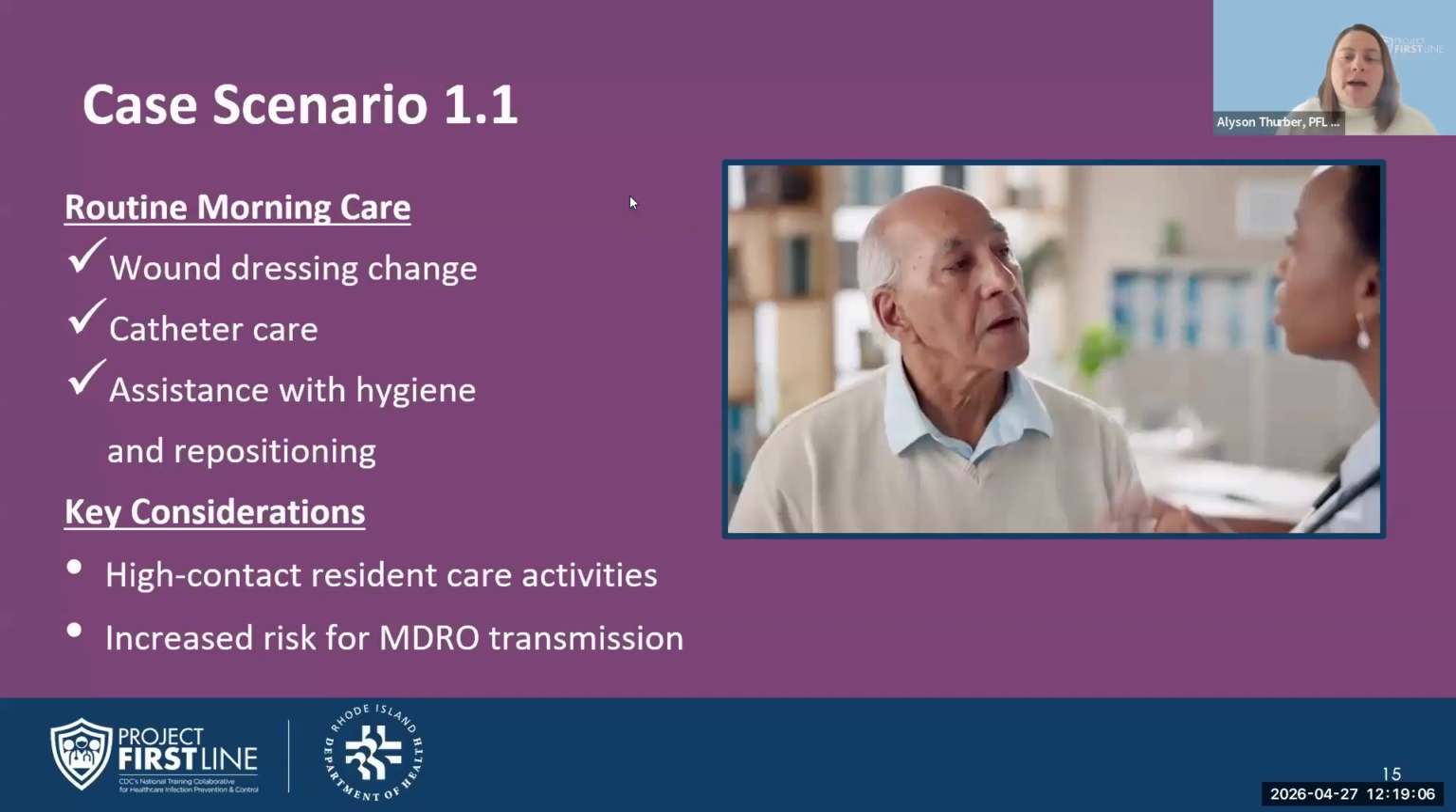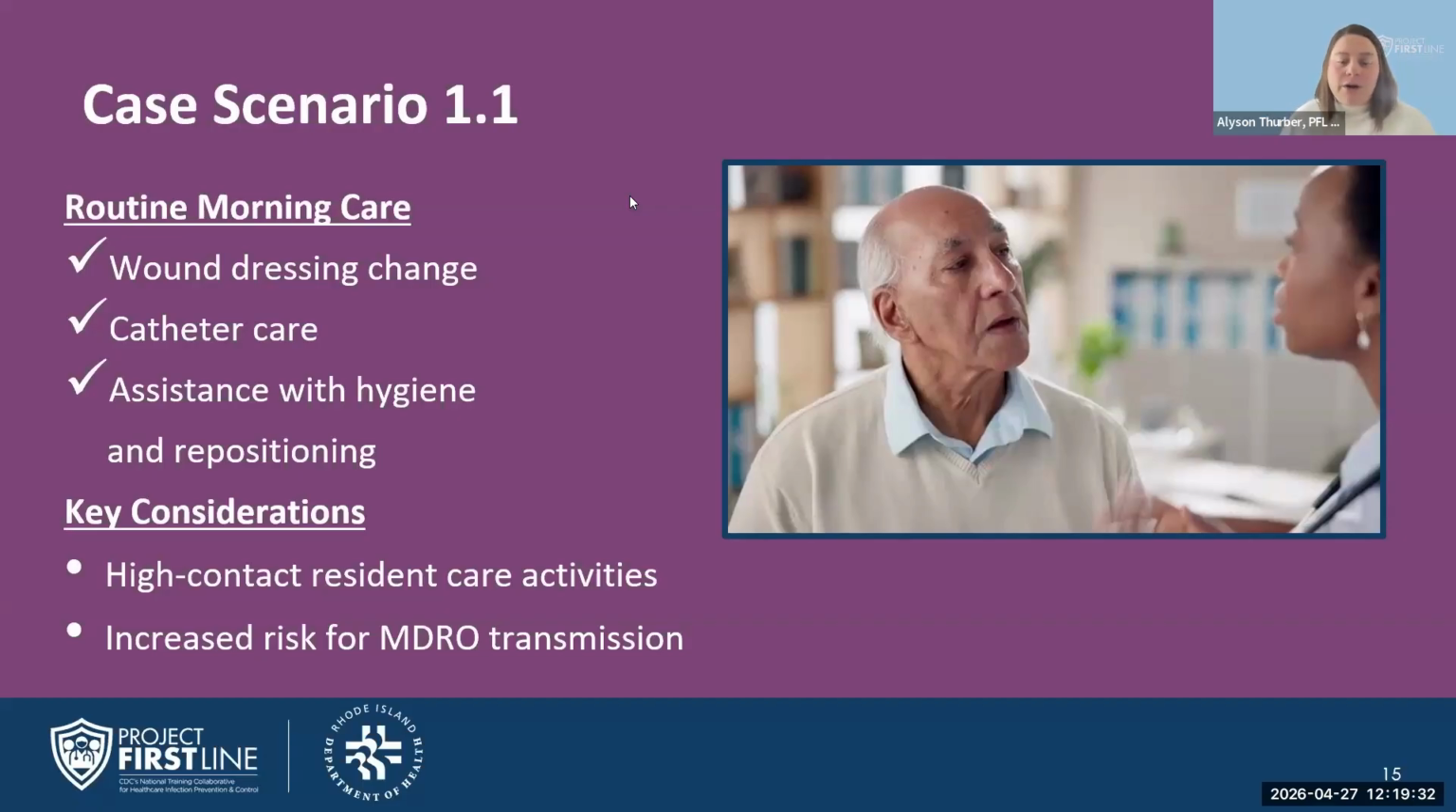All right, so back to Mr. Jenkins. Let's just pause here and think through Mr. Jenkins' morning care. Mr. Jenkins has a morning care routine, which consists of a wound dressing, catheter care, and assistance with hygiene. During the morning shift, staff are preparing to assist Mr. Jenkins with his wound dressing changes and Foley catheter care. These are high contact care activities that involve close hands-on contact.